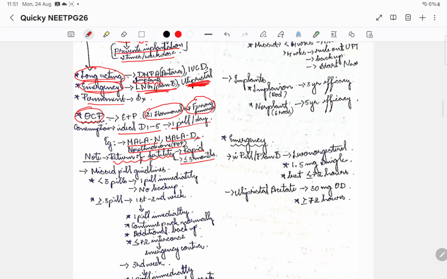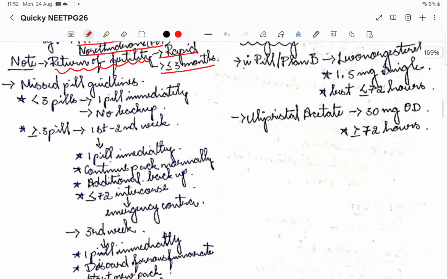Because the other things, the implants or the other permanent methods, we need not remember. But here OCPs are what we are supposed to miss, right? That is why missed pill guidelines have been given. From the Government of India, the missed pill guidelines say that if the patient misses less than 3 pills, 1 pill is given immediately, and there is no backup method required.